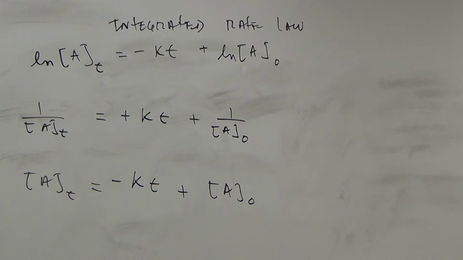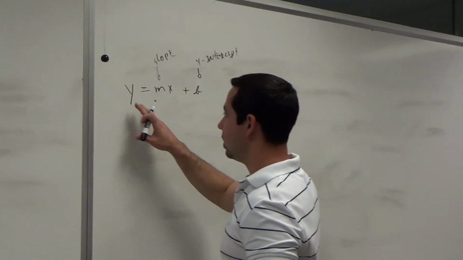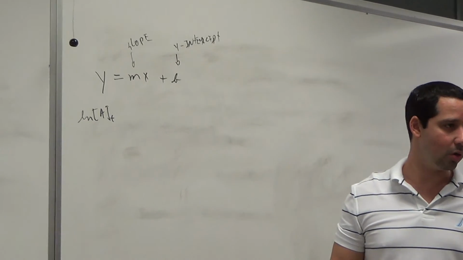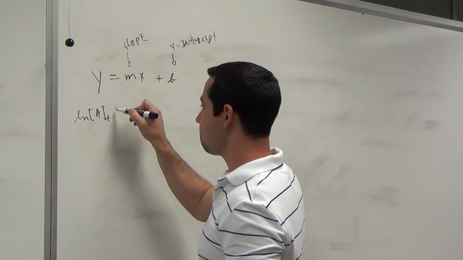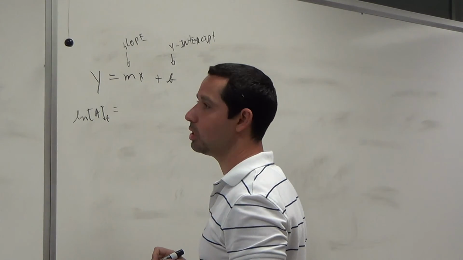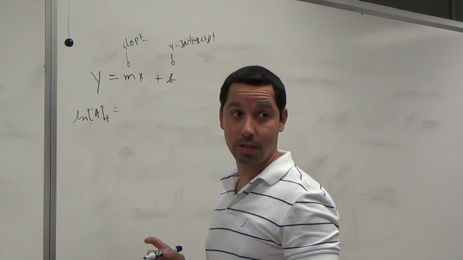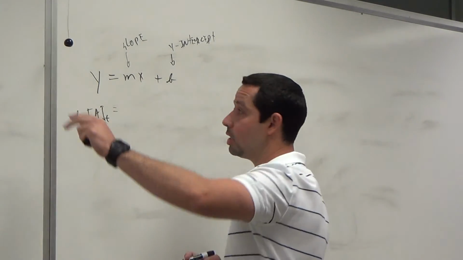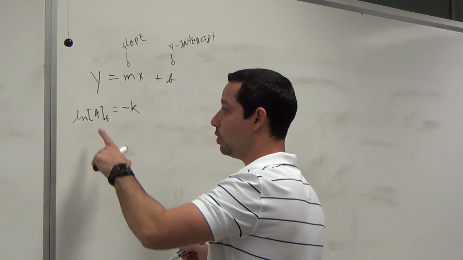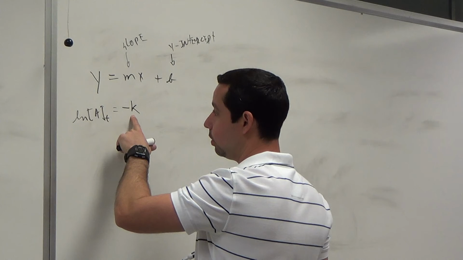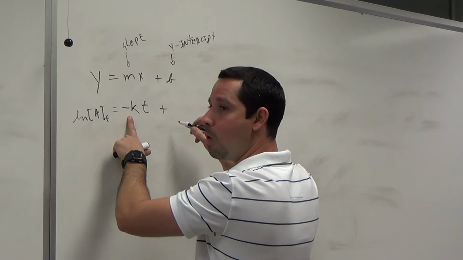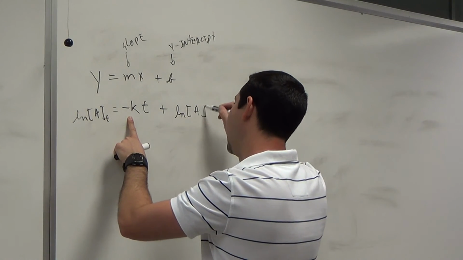ln of A_t, that's the y. Yes or no? These are numbers. And tell me, from over there, which one is the slope? K is the slope? Okay, it's not the slope. It's minus k that is the slope. Minus k is the slope. So that's the y. What's the x? Time. t is x. Plus, what's the y-intercept? ln of A_0.